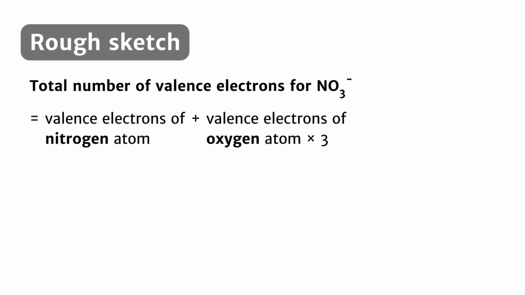With 1 nitrogen and 3 oxygen atoms in NO3-, the total valence electrons calculation is 5 for nitrogen plus 6 for oxygen multiplied by 3, and an additional electron is included to account for the -1 charge of NO3-. This results in a total of 5 plus 18 plus 1, which equals 24 valence electrons for NO3-.